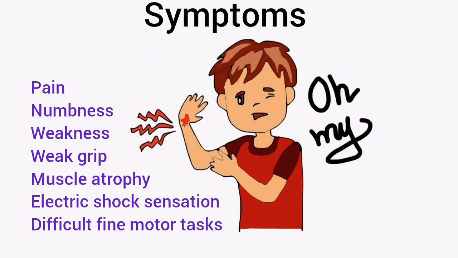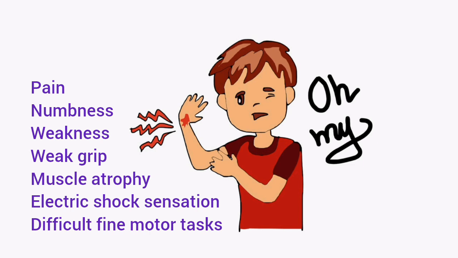The symptoms involve pain, numbness, and weakness in the wrist, fingers, and hands. The patient will have weak grip strength. There will be muscle atrophy of the thenar muscles, and in advanced cases, the person will have an electric shock like sensation in that area, as well as difficulty performing fine motor skills. The patient will find difficulty in buttoning, zipping, and typing.